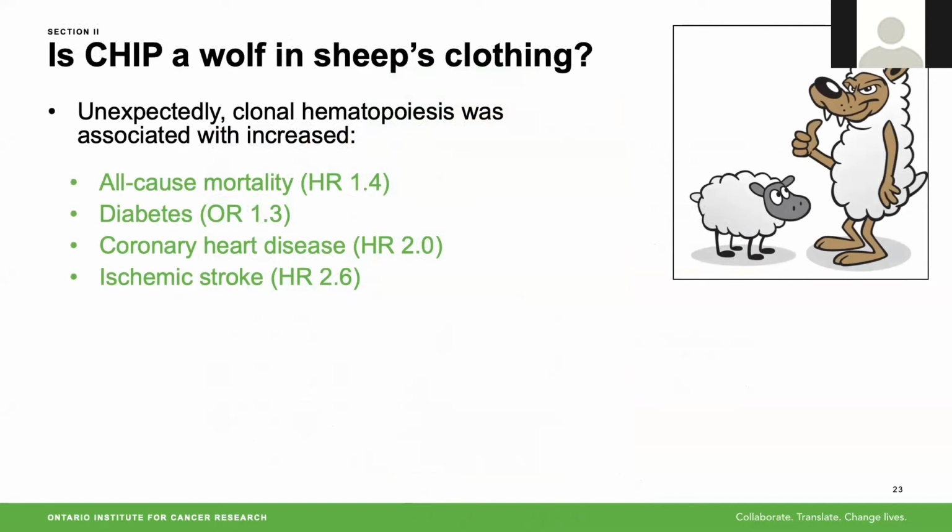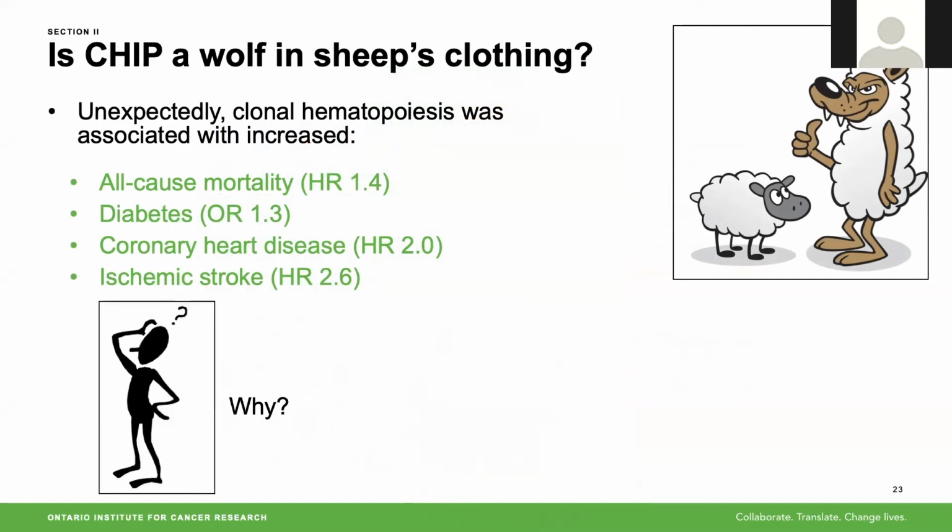So with that 1% per year, you think, oh, what's the big deal? Is this just a sheep? But what I hope to show you in the last few minutes now is that it may be a sheep in wolf's clothing. So a big unexpected finding was that CHIP was associated with all-cause mortality, not just heme cancer mortality. And this was attributed to diabetes especially, and coronary heart disease and stroke. So the big question everyone had was, why do mutations in blood cells cause an increased risk of heart disease and diabetes, for example?